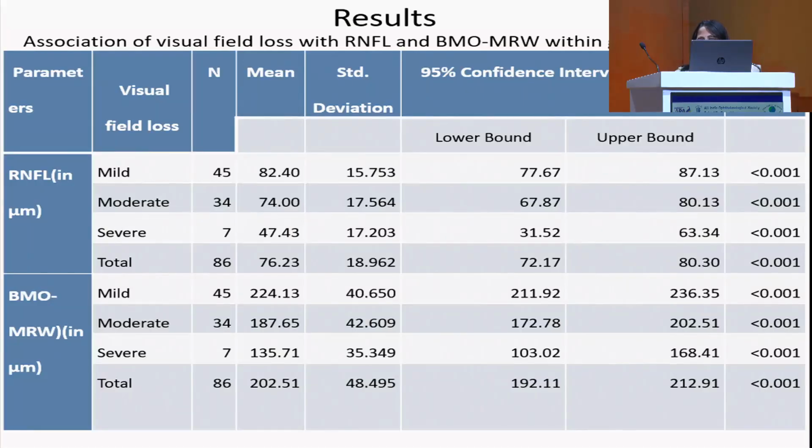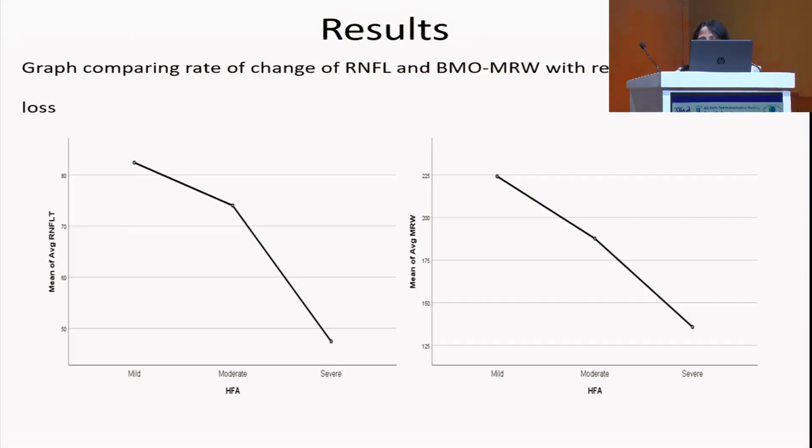When we compared visual field loss with both these parameters, within the suspects there was not much visual field loss. So we compared mild, moderate and severe visual field loss based on mean deviation on the visual field. We found that the differences in change from mild to moderate and moderate to severe were all significant in both the groups with visual field loss. But on plotting the graph, we found that the RNFL graph was steeper than the BMO MRW graph for the visual field change, which means that for the same visual field change, RNFL loss was more predictable or had a more pronounced change as compared to the Bruch's membrane opening minimum rim width.